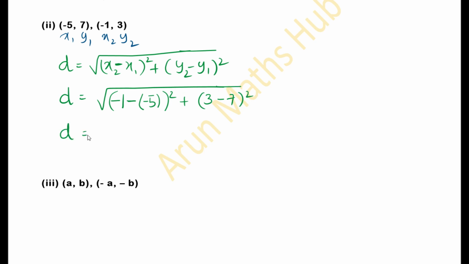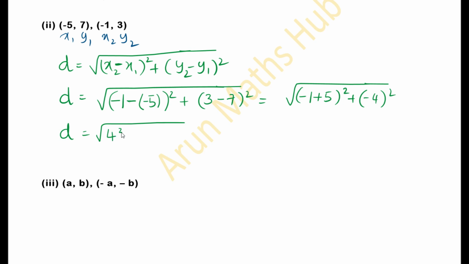Now d equals minus 1 as it is. Minus into minus, this minus and minus, minus into minus becomes plus 5 whole square plus 3 minus 7 is minus 4 square, because you are subtracting a bigger number from a smaller number. After subtraction, put bigger number sign. Now what we get? Minus 1 plus 5, that is 5 minus 1 is 4 square.